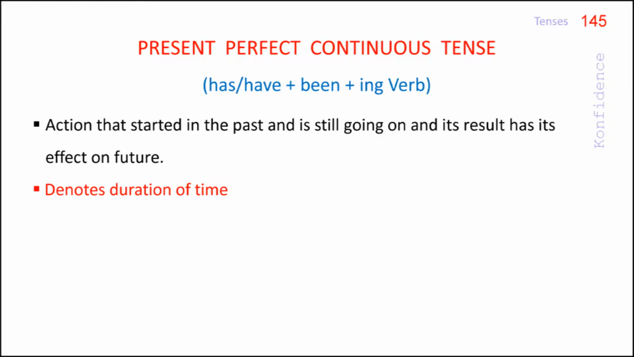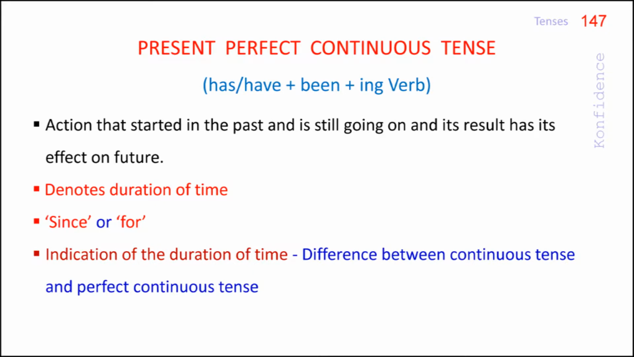Here, the action has been going on continuously or repeatedly over a period of time, starting in the past and extending right up to the present. This tense is essentially a form denoting duration of time. So, present perfect continuous tense always takes either since or for. Indication of the duration of time is the main difference between mere continuous tense and perfect continuous tense.